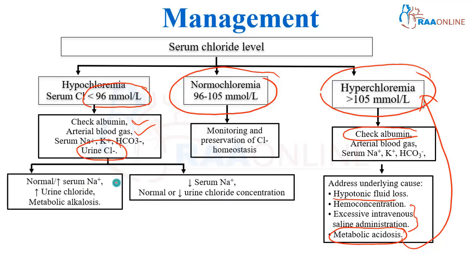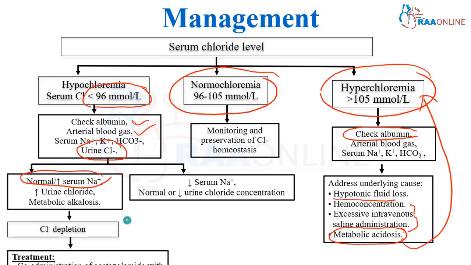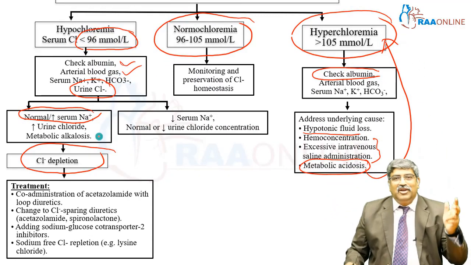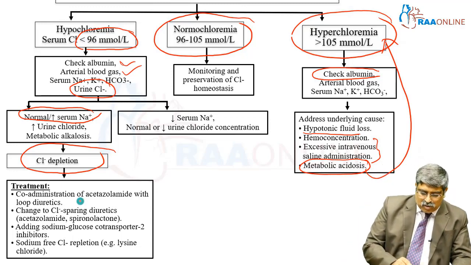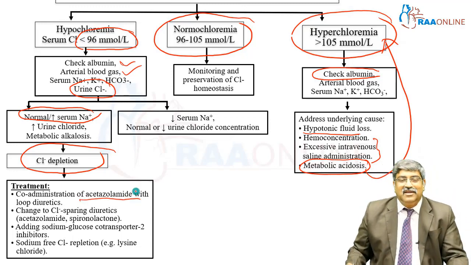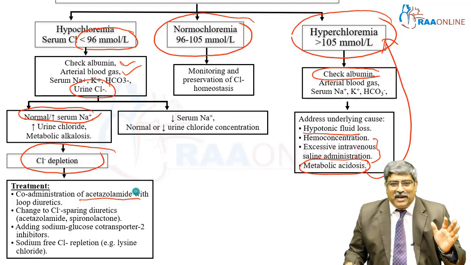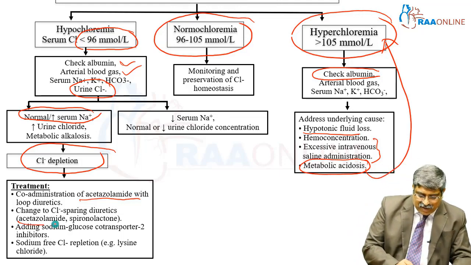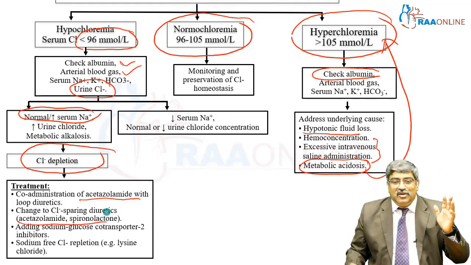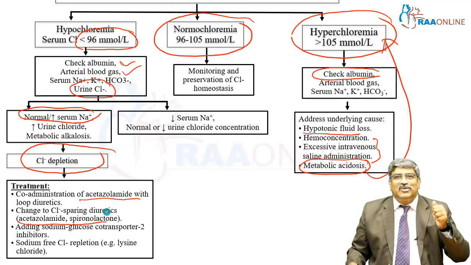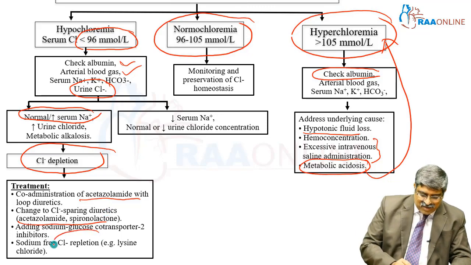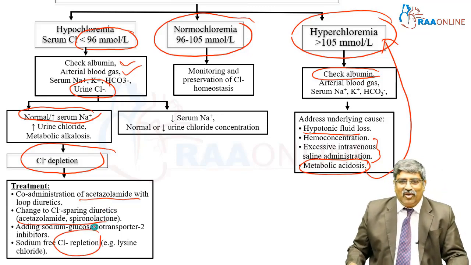And if the sodium is normal or increased, your urine chloride is high and there is metabolic alkalosis, it is chloride depletion. Here, you co-administer acetazolamide with loop diuretics, change to chloride sparing diuretics like acetazolamide or spironolactone, add a sodium glucose cotransporter 2 inhibitor, or sodium free chloride repletion with lysine chloride.